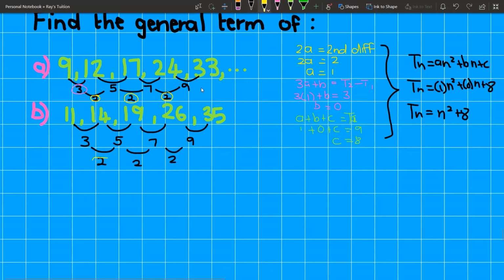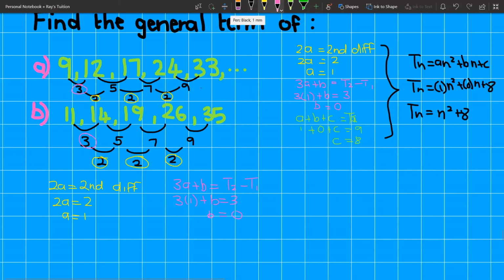So as you can see, once again, the second differences are common and they're equal to 2, meaning it is a quadratic sequence. So to find the formula, we first use the formula 2a is equal to our second difference. So we have again 2a is equal to 2, and solving for a, we get a is equal to 1. We then use the formula 3a plus b is equal to our first difference, which is 3. So we have 3 times 1 plus b is equal to 3. So again, b is equal to 0.